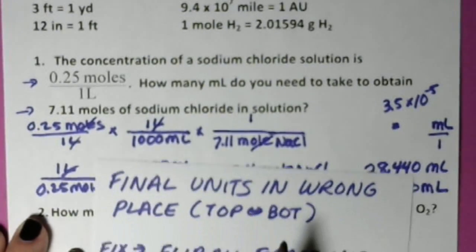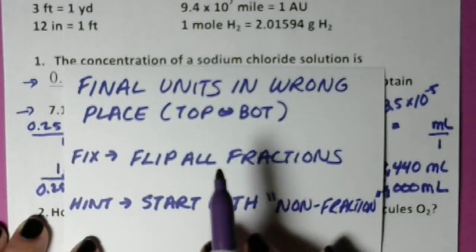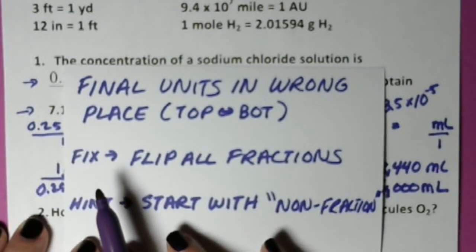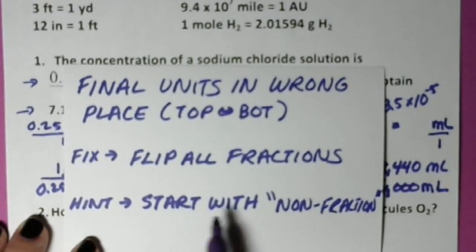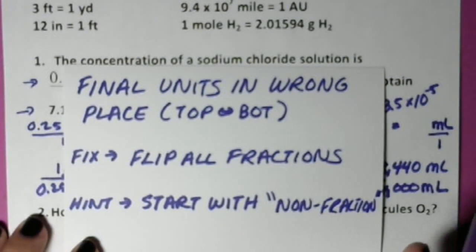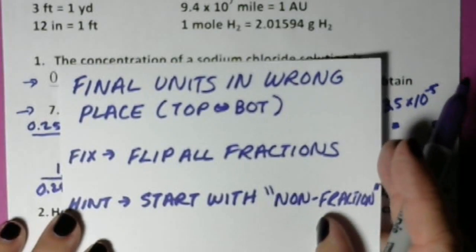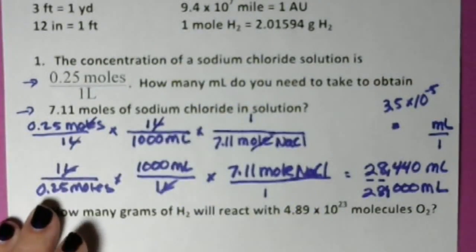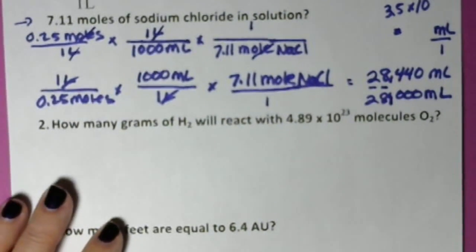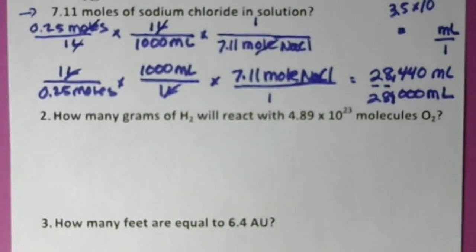All right, so those are some hints. But don't panic. Easy fixes. If you do it wrong, just flip everything. If you want to get a head start, you might want to avoid it and start with the non-fraction. All right, so mistake type number 1, and we've got it solved, so everything's good. Let's go on to problem number 2, and a different type of mistake.